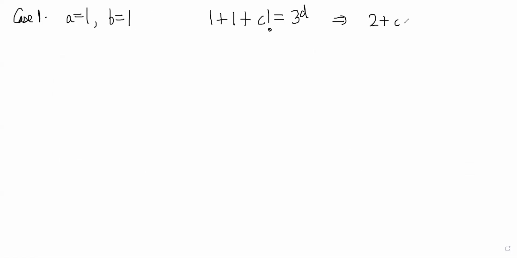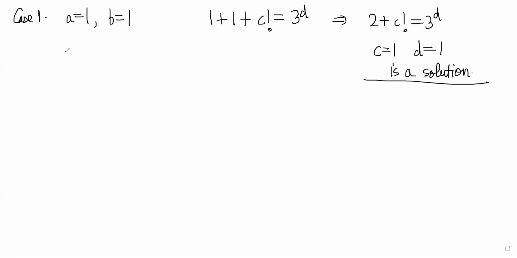So case 1 that we will take is A is 1 and B is 1, right? In that case, the equality becomes 1 plus 1 plus C factorial is 3 power D, and you have basically 2 plus C factorial is 3 power D, right? You can easily see that C is equal to 1 and D is equal to 1 is a solution, right? So one solution is obvious. 1, 1, 1, 1 is a solution that satisfies.